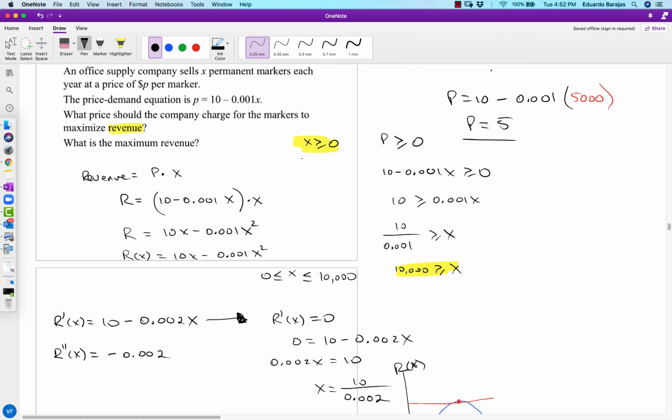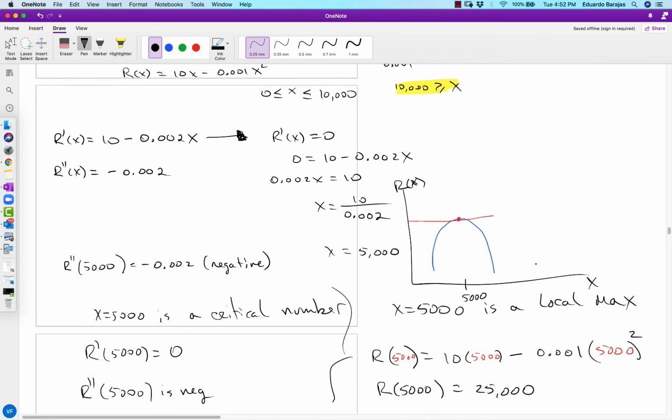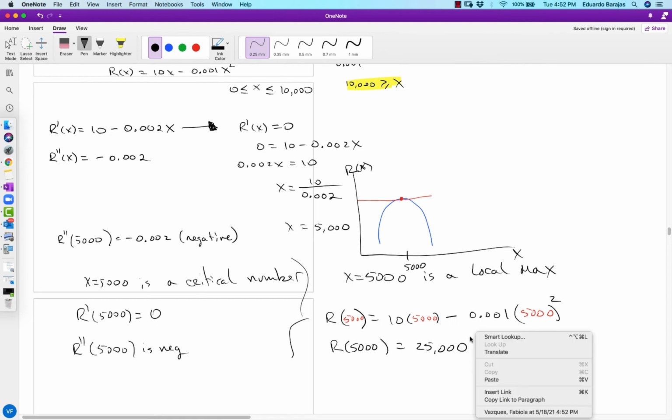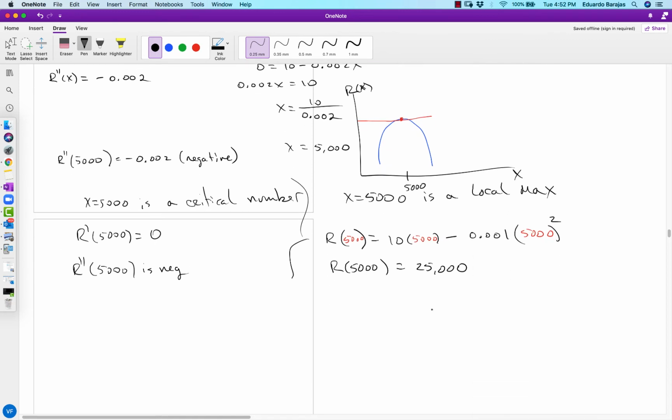Okay, so price will be 5, demand will be 5,000, and total revenue collected will be 25,000. So P is $5, x is 5,000, and max revenue is equal to 25,000.